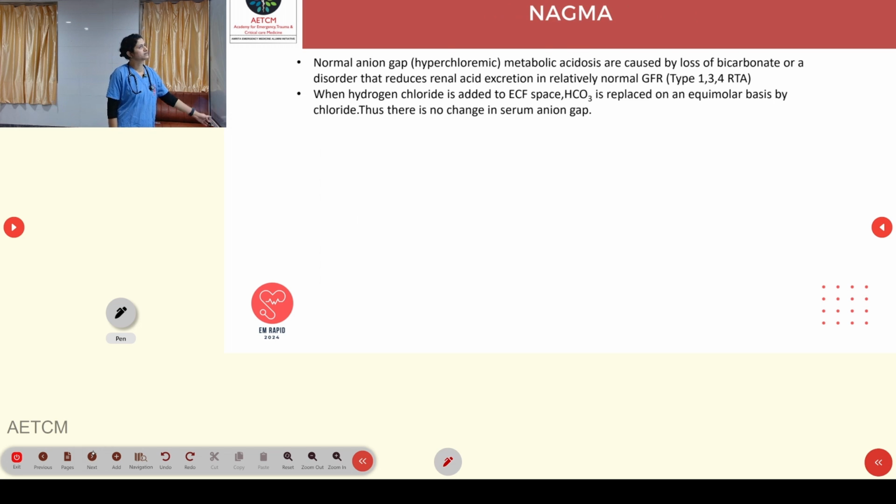What is NAGMA? Normal anion gap or hyperchloremic metabolic acidosis is caused by loss of bicarbonate or a disorder that reduces renal acid excretion with relatively normal GFR, that is type 1, 3, 4 renal tubular acidosis. When hydrogen chloride is added to the extracellular fluid space, bicarbonate is replaced on an equimolar basis by chloride. Thus, there will be no change in serum anion gap.